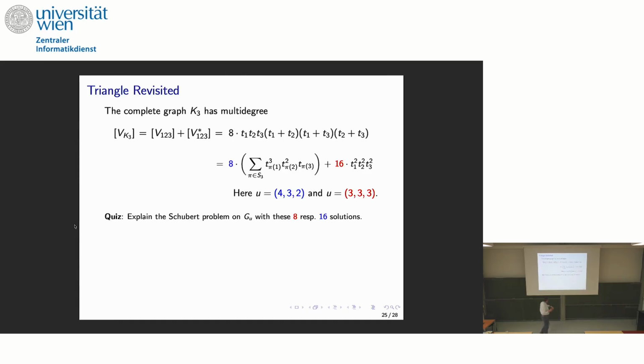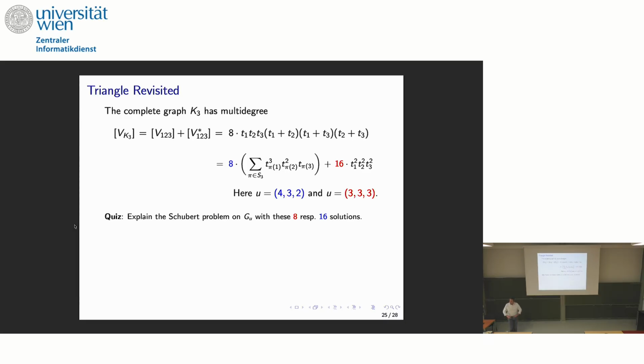Let's go back to the triangle. For example, for the triangle, we know that this variety has 2 components, so the cohomology is additive. It's a complete intersection, right? So I have T1, T2, T3, so this is for the 3 Grassmannians. And then I have the pairwise incidences. These are the bilinear relations. You multiply this out, and here you have the LS degree 8, and here you have the LS degree 16.